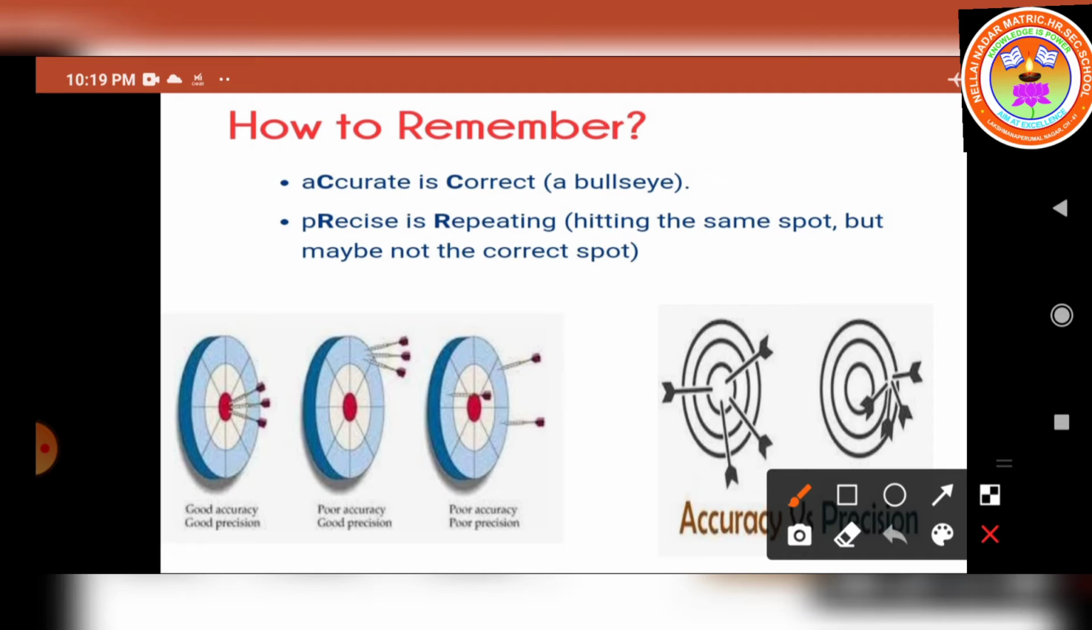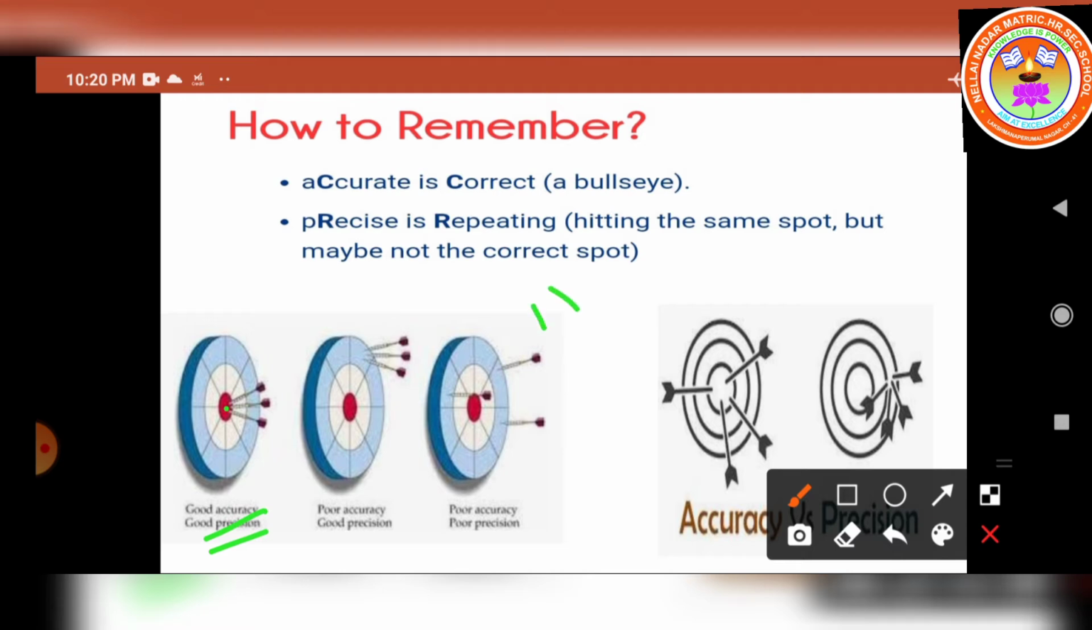And see the next figure also. Here all the arrows are very close and also at the central point. So this is called what? Good accuracy and good precision. I hope you understand.